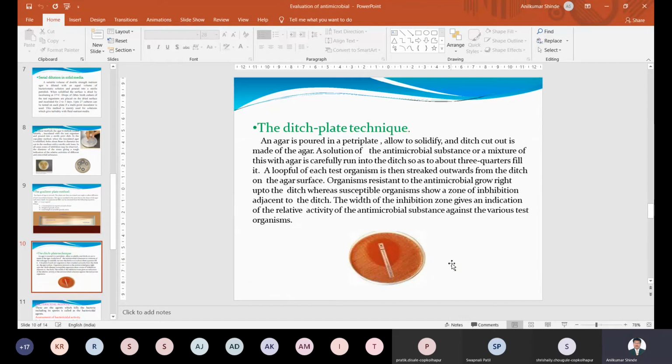So if there is a zone of inhibition, it means the test agent has the ability to kill the organisms, right? If the growth is more, then we say that the test agent is not appropriate for killing the microorganisms. So this is called the ditch plate method.